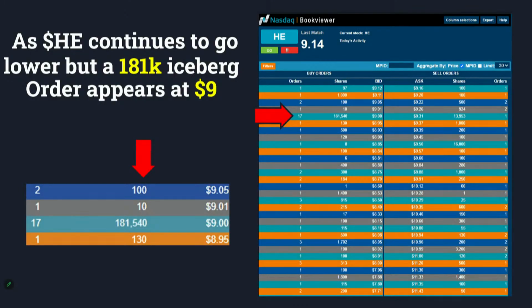What's nice about the Nasdaq BookViewer is you can use it as a swing trade. Now, the key is, where is it going to stop? When you look at the BookViewer and start working your way down, you'll start noticing that program trading is kicking in.